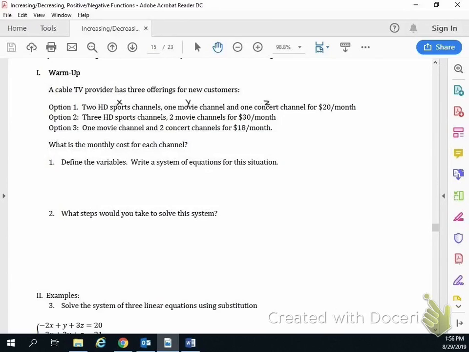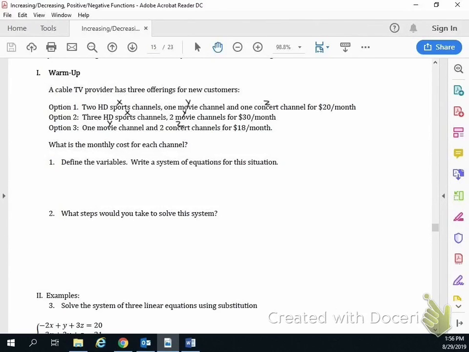So then I go to the next one. I've got 3 sports channels, 2 movie channels for $30, 1 movie channel, 2 concert channels for $18. This is whenever you have to be really careful, because those last 2 don't have all 3 options included in them. It's just 2. So don't just automatically do X and Y for the first ones you come across.